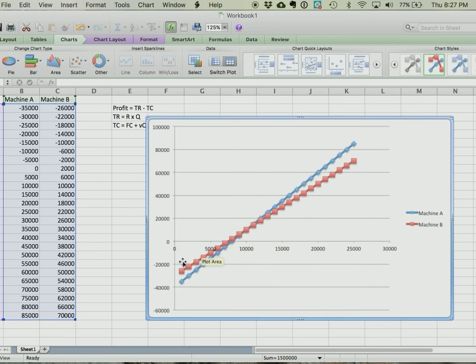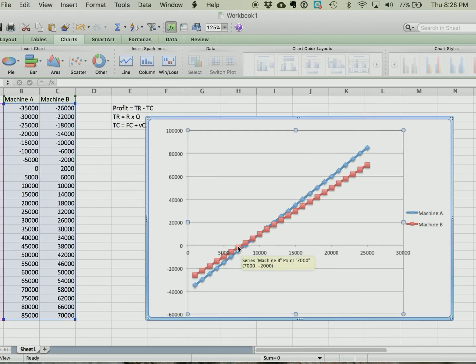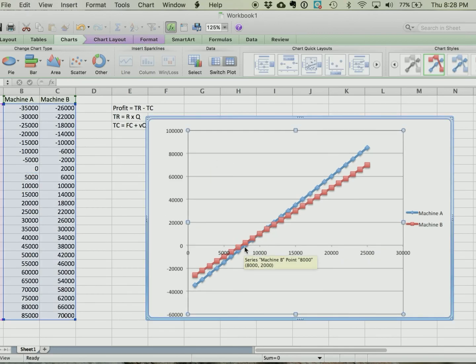Notice that when we forecast the demand to be less than 5,000, then machine B is the more profitable option. It's still a loss, but it's better than machine A. After you hit 8,000, machine A becomes profitable. We looked before at the break-even. When we calculated it, we found that the break-even for A was 8,000. You can see that here in the table and also on the graph. And we found that machine B broke even at 7,500.